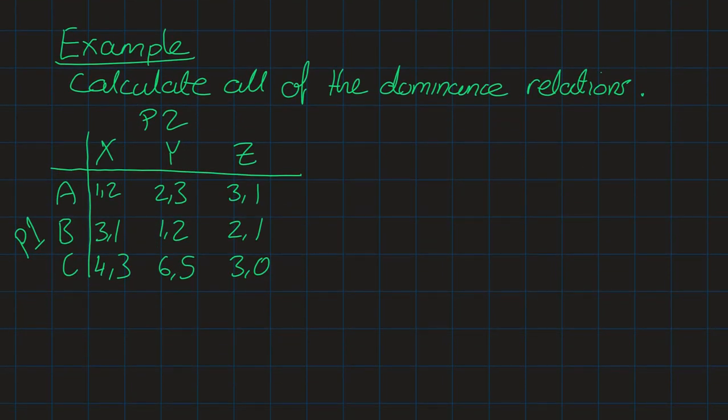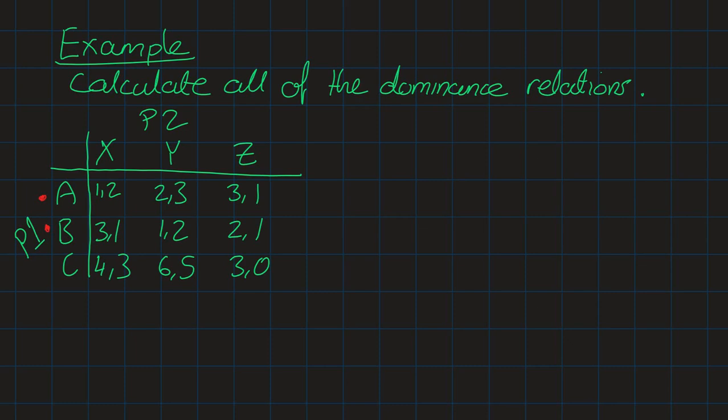So the question is, calculate all of the dominance relations for this following game. That means I need to compare all of the strategies and see if there are any dominance relations. There isn't always a dominance relation between any pair of strategies. Sometimes there is, sometimes there isn't. The only way you know is by testing it out. So for example, let's begin by testing out A and B. I want to know if there's a dominance relation between A and B.